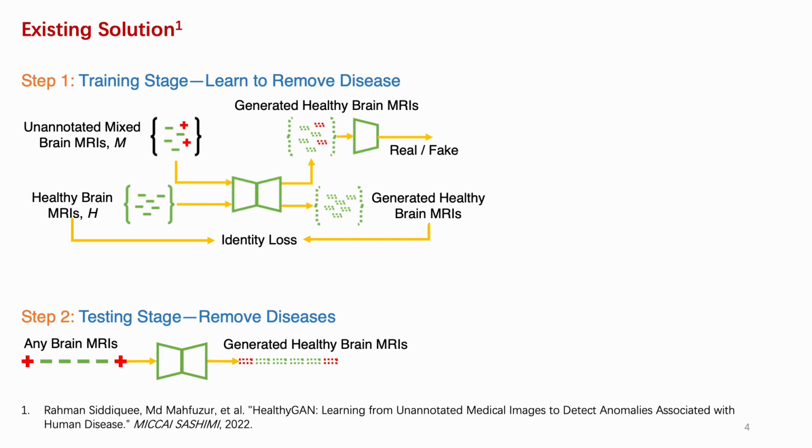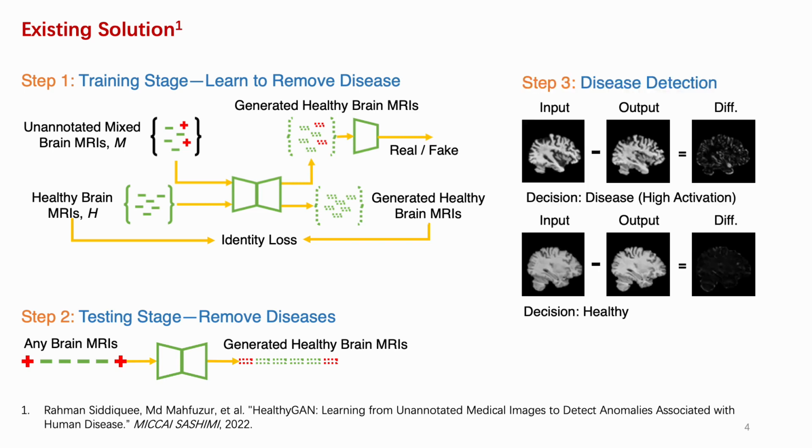Once the model is trained, all the brain MRIs in the test set are translated to their healthy-looking brain MRIs. Then, subtracting the generated healthy brain MRI from the input brain MRI reveals diseases, if any. We call the resultant image a difference map, and the residue in the difference map helps us to detect the presence of the disease.